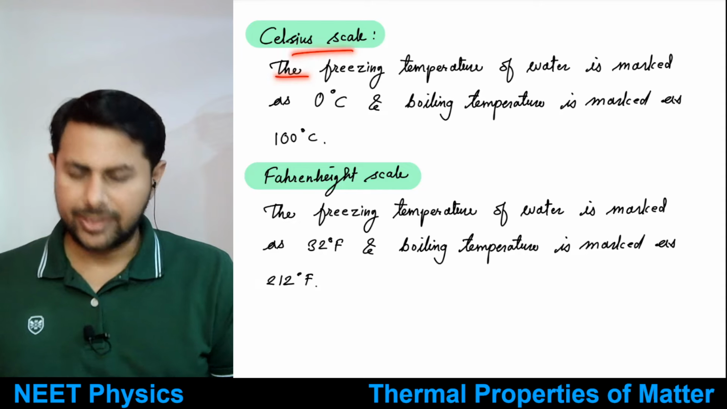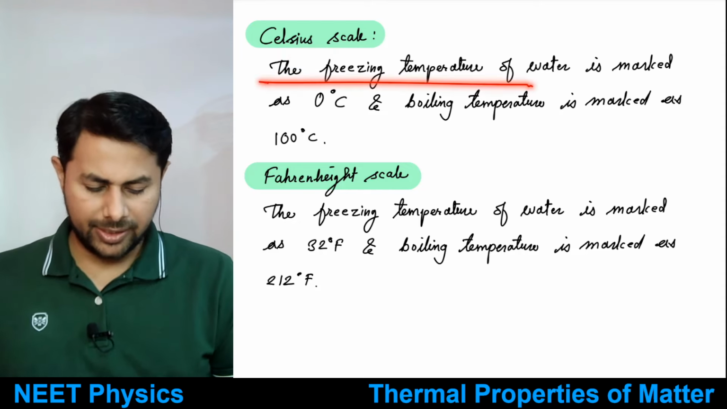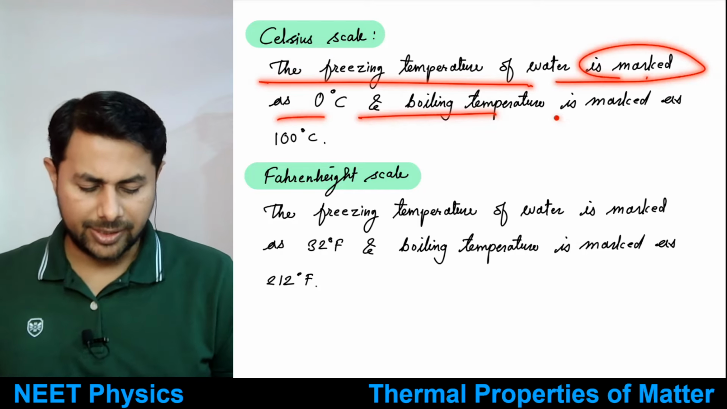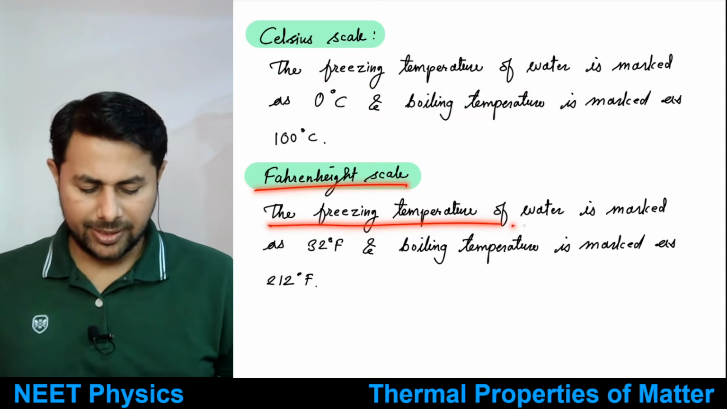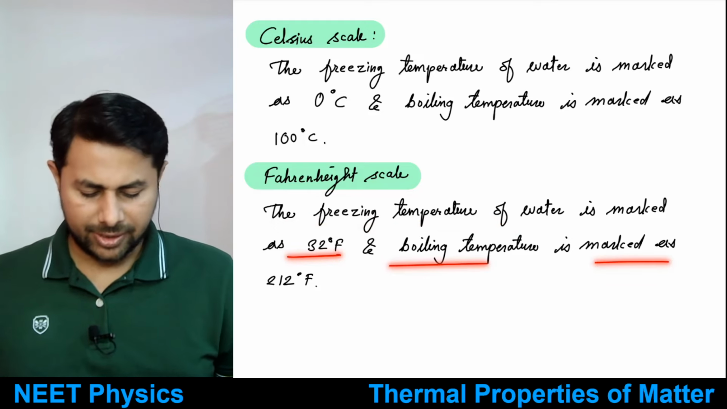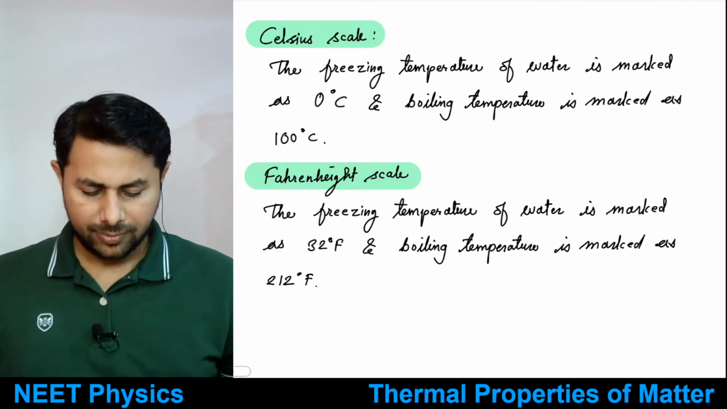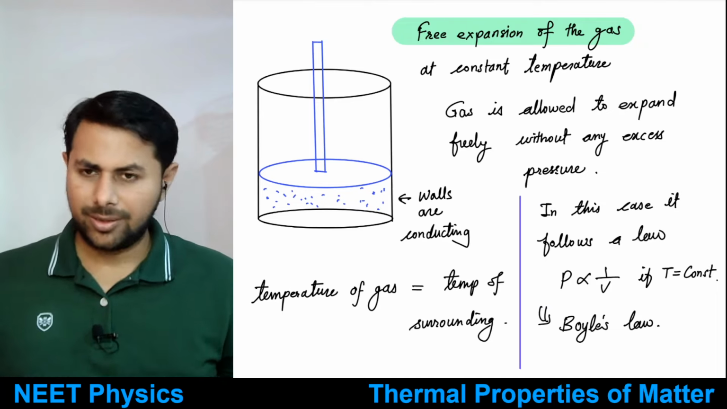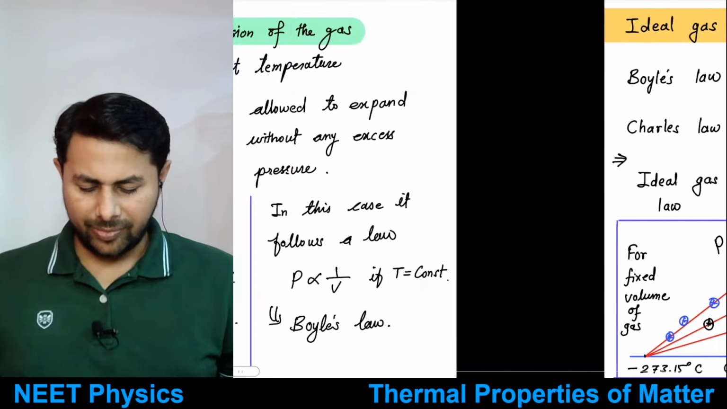The Celsius scale, how is it designed? The freezing point or freezing temperature of water is marked as 0 degree Celsius and boiling temperature is marked as 100 degree Celsius. In the Fahrenheit scale, the freezing temperature of water is marked as 32 degree Fahrenheit and boiling temperature is marked as 212 Fahrenheit. Okay, after that, we'll talk about the expansion of gases, etc.